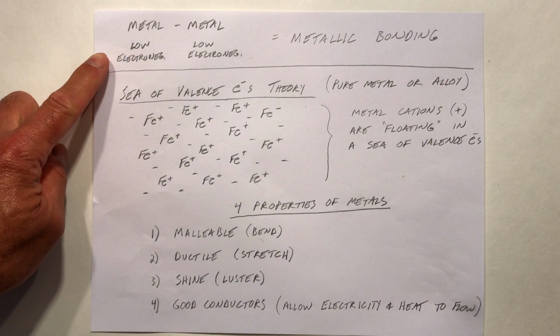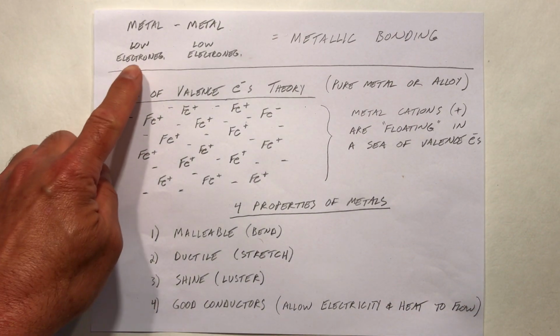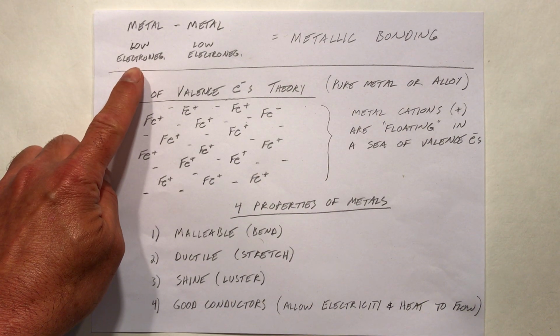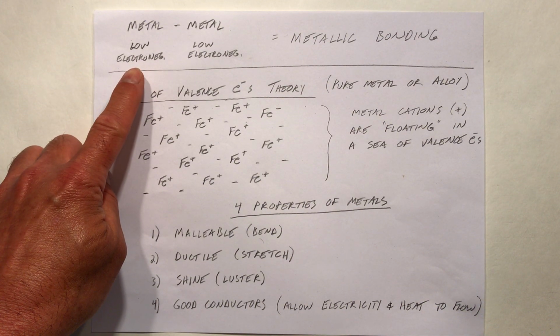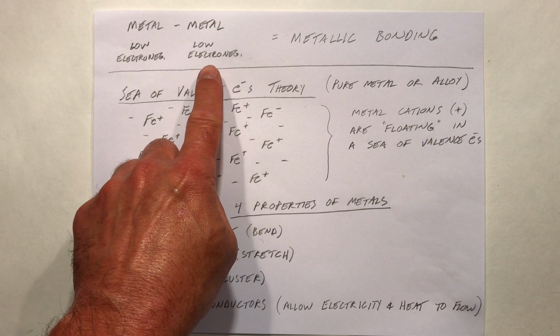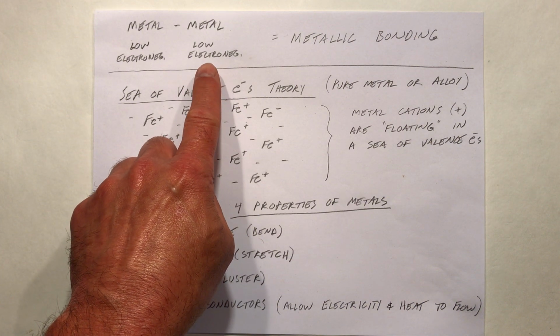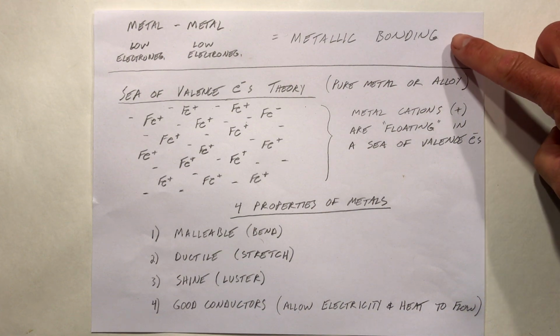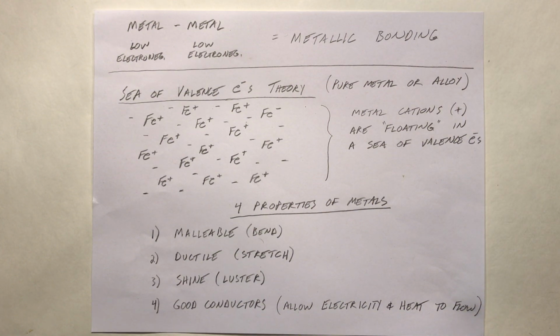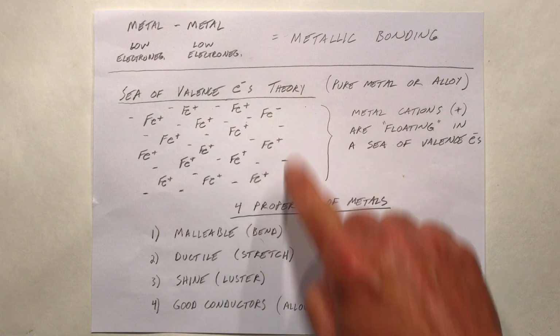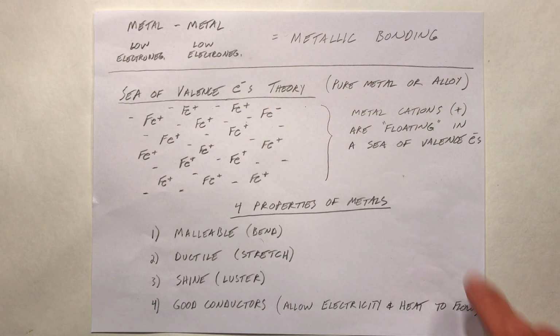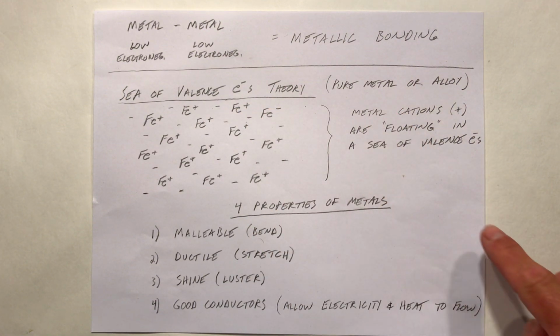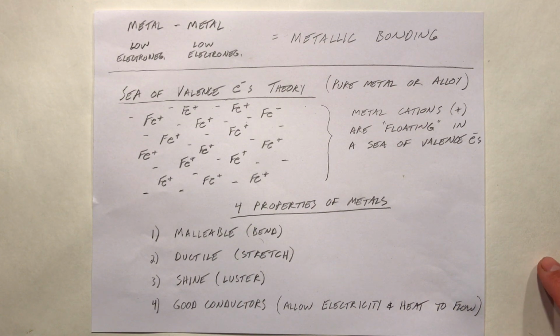When a metal combines with another metal, that would be an element with low electronegativity, low attraction for bonding electrons, combining with another element with low electronegativity, low attraction for bonding electrons. The result is metallic bonding. This can be explained with the sea of valence electrons theory. And it works for a pure metal as well as a mixture of different metals, or an alloy.